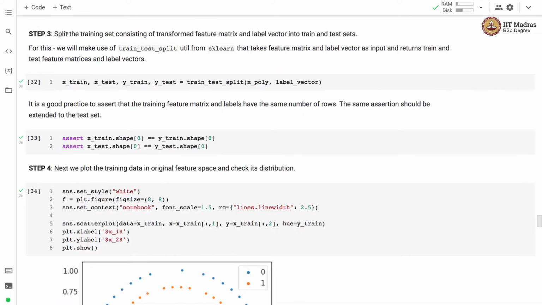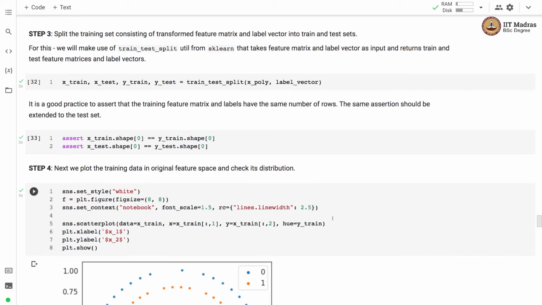The next step is to split the training set into training and test set. So here we take the polynomial transformed feature matrix and the label vector and split it into training and test sets. We again make sure that the number of rows in the training feature matrix and training label vector are the same, and the same check is also extended to the test set.